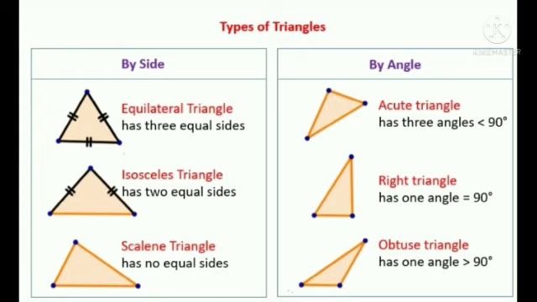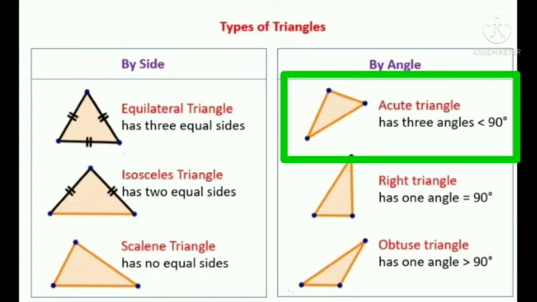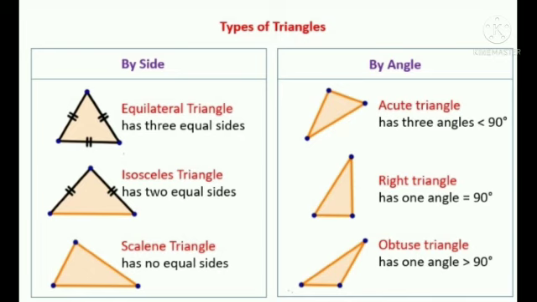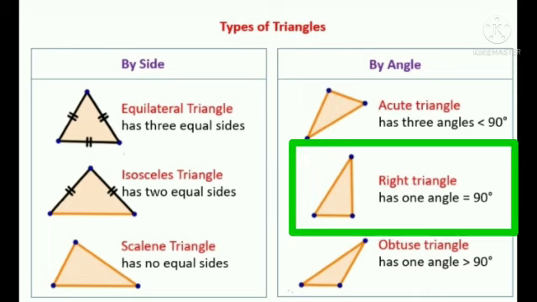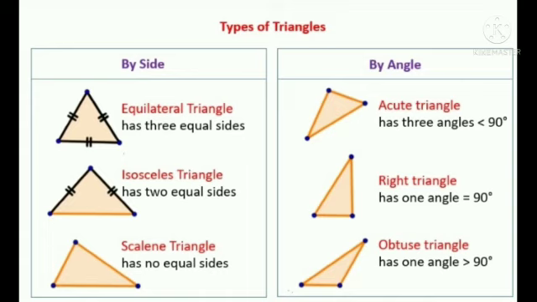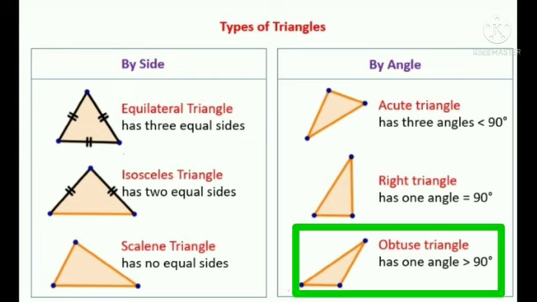Clear? Now, first one is acute triangle. Acute means less than 90 degrees. So, in an acute triangle, all three angles will be less than 90 degrees. The next one is right angle. Right angle means what? A right-angled triangle has one angle of 90 degrees. And then the third one is obtuse triangle. In an obtuse triangle you will get one angle that is more than 90 degrees.